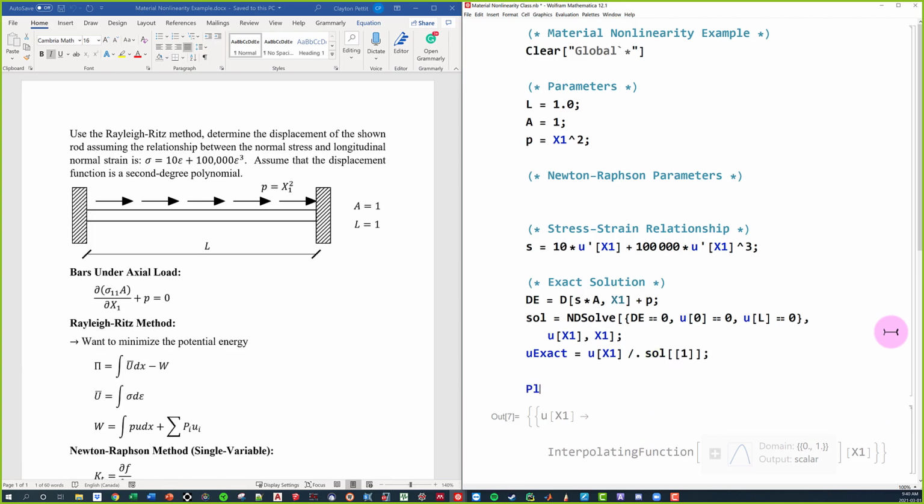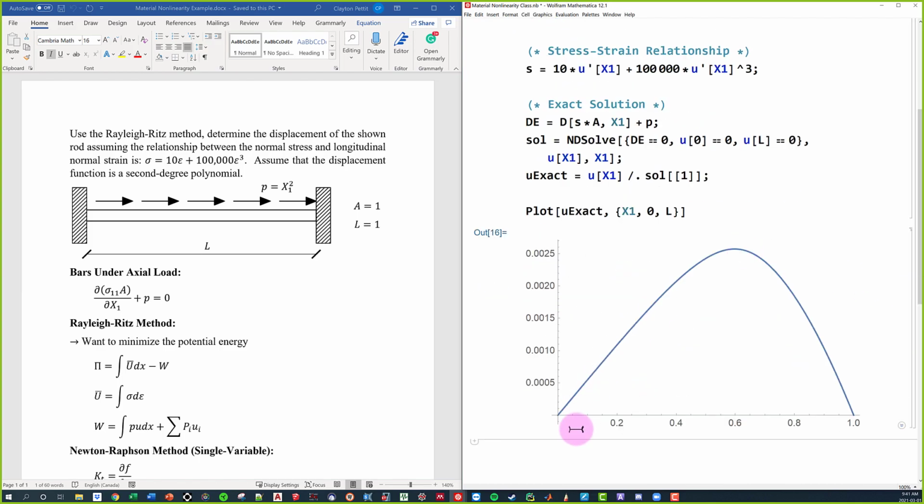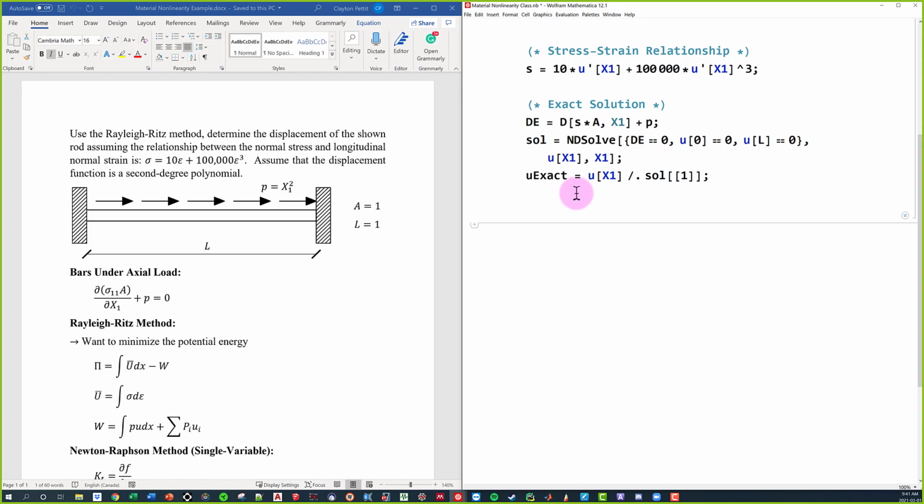Now what I can do, and just to show you guys that this is legitimate, I can plot u exact over the beam length. So I'm going to go from x1 equal to 0 all the way until L. So this is our displacement function in the beam right here. Hopefully that makes sense to you guys. So even though it doesn't look like we have obtained it, we actually have. So that's the exact solution.